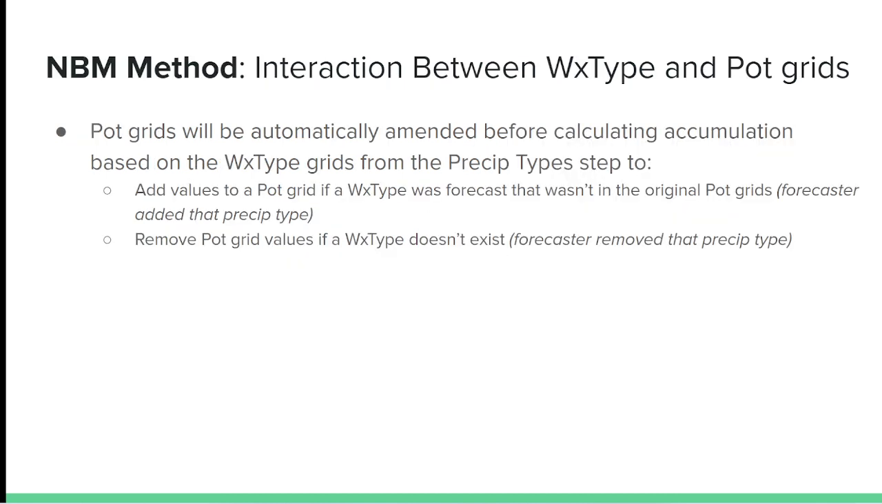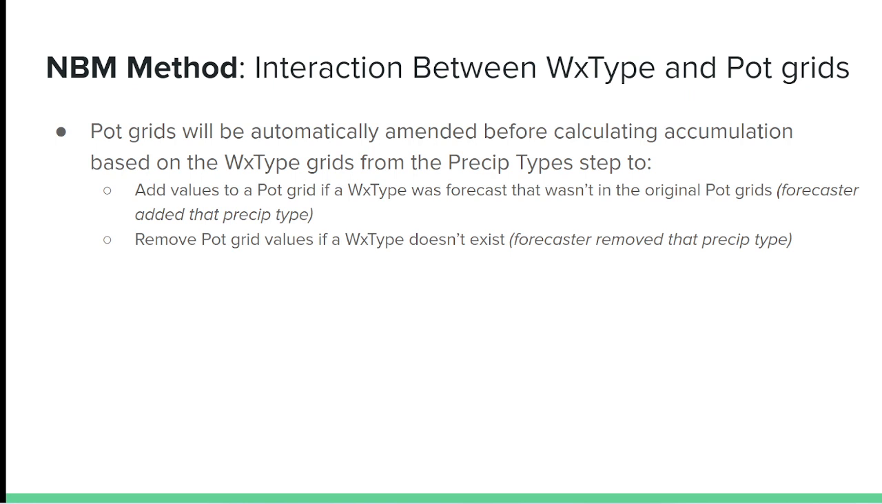This slide applies only to the MBM methods. There is an interaction between the WX type grids with the POC grids that will be used to find the ratios of how to split up the QPF. POC grids will be automatically amended at the beginning of this accumulation step based on the WX type grids from the precip type step with the following actions. First, add in values to a POC grid if a weather type was forecast that wasn't in the original POC grids, meaning a forecaster added the precip type into the forecast.